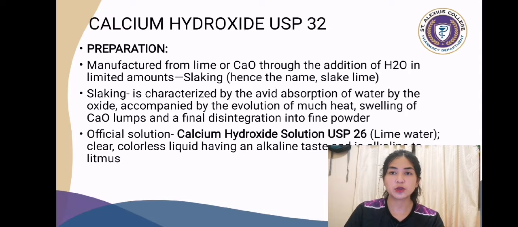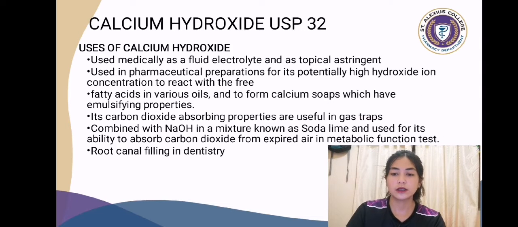In the preparation of calcium hydroxide, it is manufactured from lime or calcium oxide through the addition of water in limited amounts, or slaking. Hence, it derives the name slaked lime. The official solution of calcium hydroxide is calcium hydroxide solution USP 26, or lime water. It is a clear, colorless liquid having an alkaline taste and is alkaline to litmus. Calcium hydroxide USP 32 is used medically as a fluid and electrolyte replenisher and as a topical astringent.